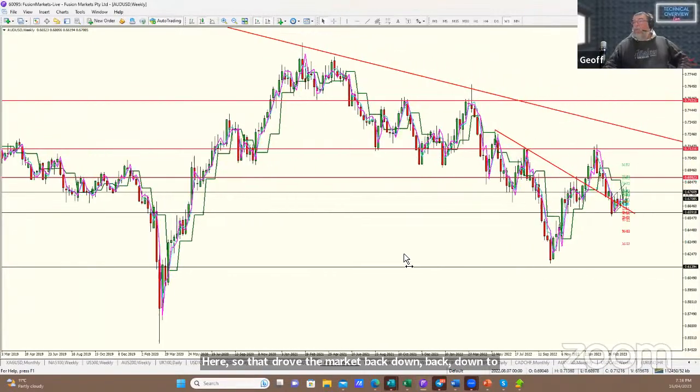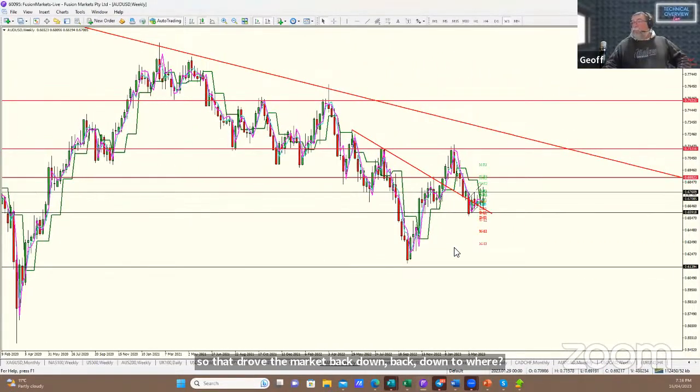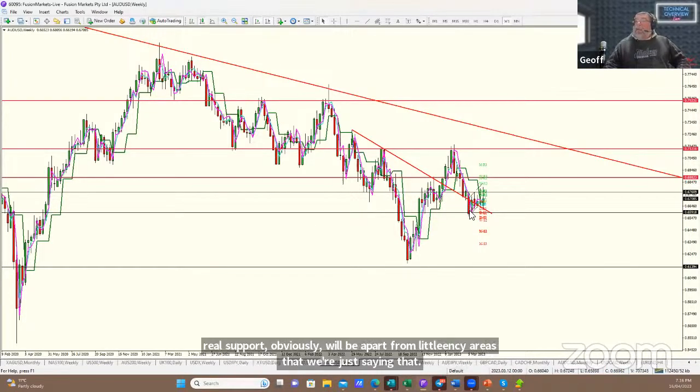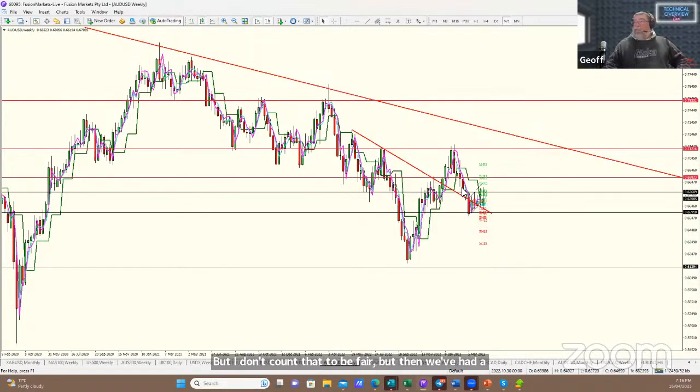no real support, obvious level there, apart from this little recency area that we've just seen, but I don't count that, to be fair. But then we've had a retest of that level, which suggests to me that if price comes back to here, it's going to a support level. And there's a massive gap underneath here. You can see there's just daylight. There's really no support underneath this until we hit that 60 odd, 61, 62 cents again. So we're 300-400 pips away from that.